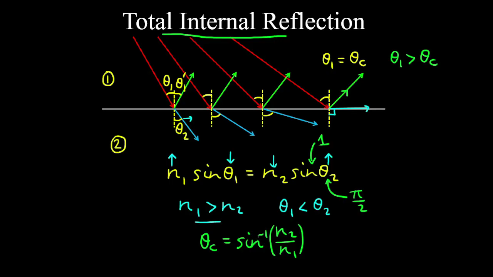And note that this is only true where the index of refraction of medium 1 is greater than that of medium 2. So this can be seen if you take the sine of both sides. So we have n2 on n1. So therefore n1 must be greater than n2. Because remember that the range of sine theta is from -1 to 1.